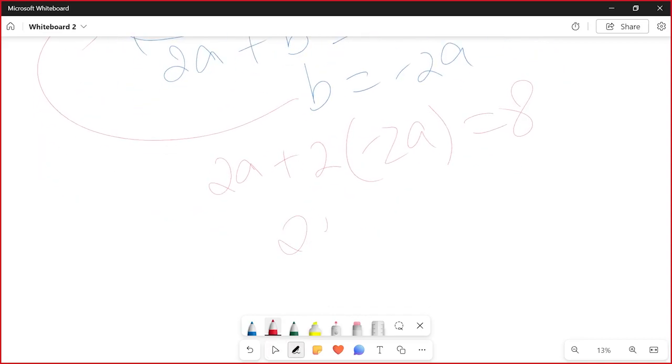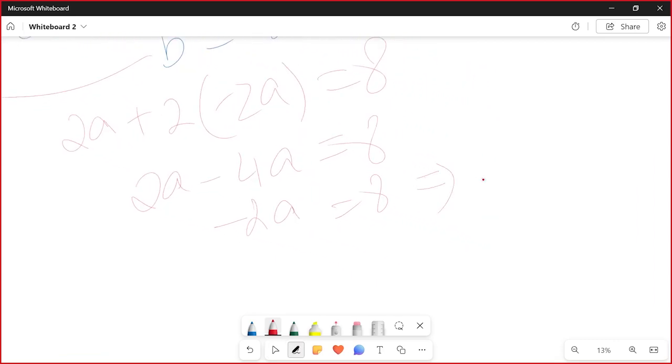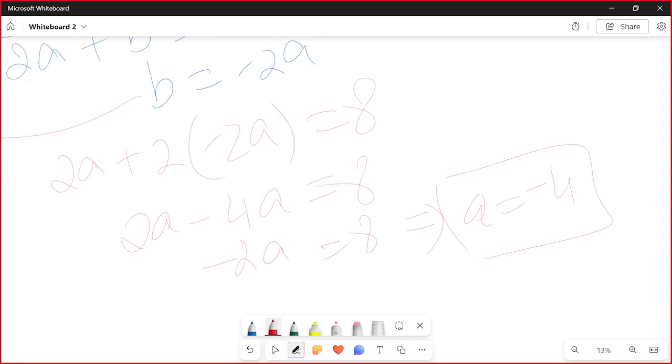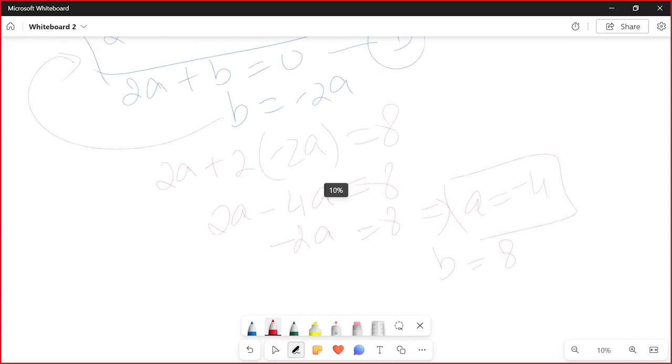So 2a minus 4a is equal to 8. 2a minus 4a is minus 2a is equal to 8. This implies a is equal to minus 4. Now you can write b, because b is minus 2a. So b is equal to plus 8, minus 2 times minus 4. So b is equal to 8.